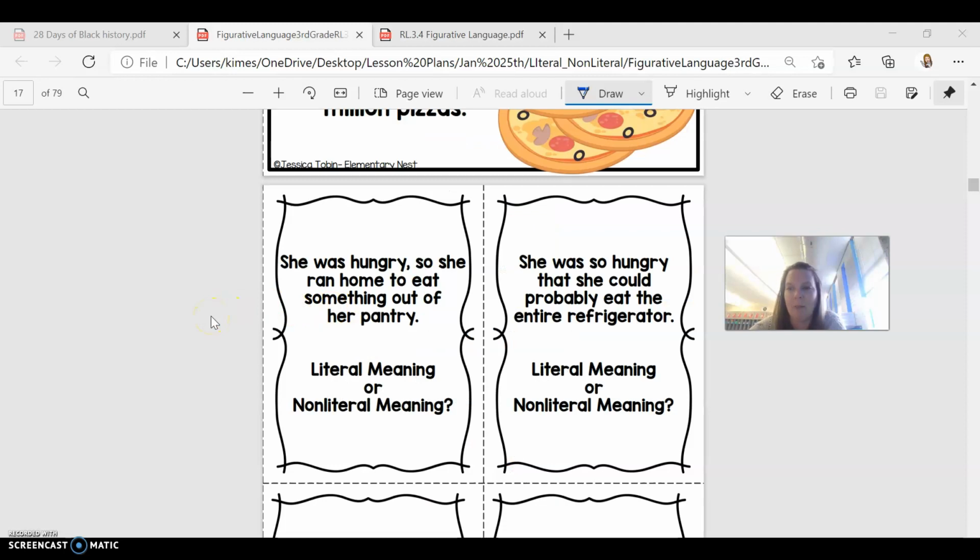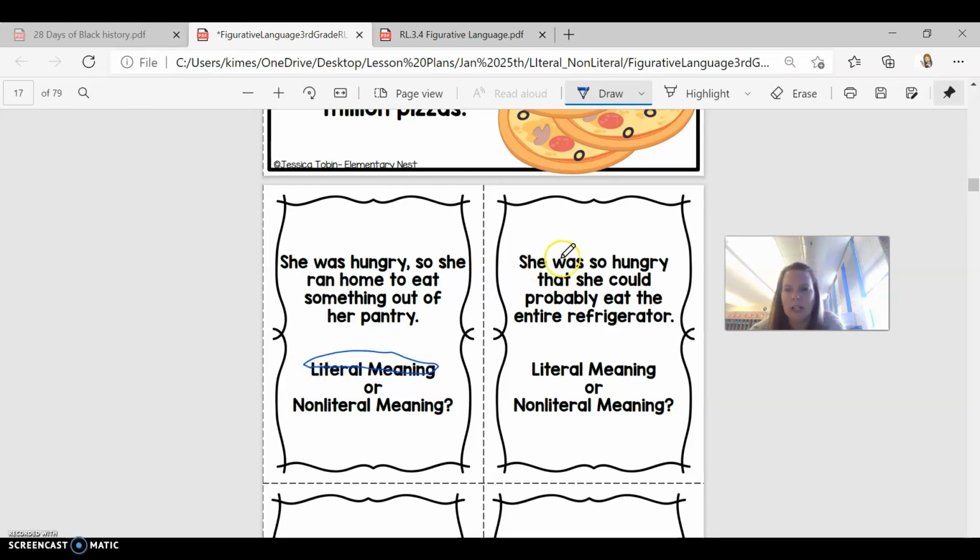Okay, so let's practice a couple. Now remember, literal means it can really happen. Non-literal means it's like an exaggeration, okay? So it says, she was so hungry, she ran home to eat something out of the pantry. Now, can you really do that? Can you run home and get something out of your pantry? Yes, absolutely. So your answer would be literal, okay?